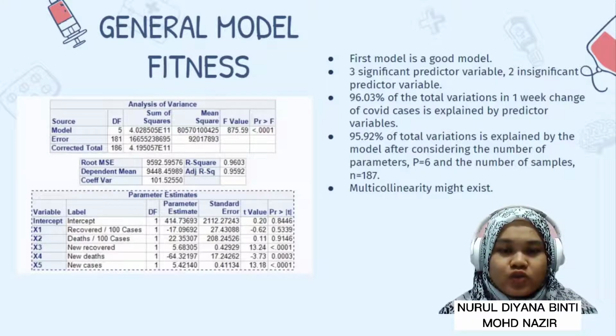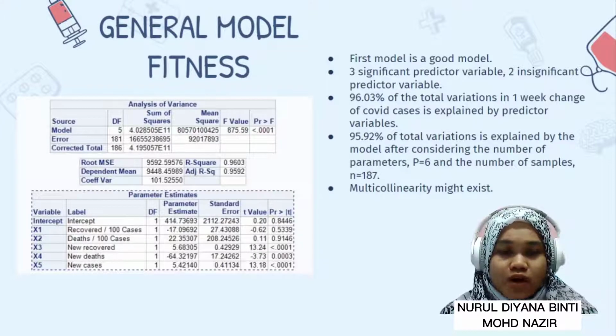Next, the R-square value is 0.9603, where we can conclude that 96.03% of the total variation in the 1-week change of COVID cases is explained by all the predictor variables. Next, for the adjusted R-square value, 95.90% of the total variation is explained by the model after considering the number of parameters p equals 6 and the number of samples n equals 187.